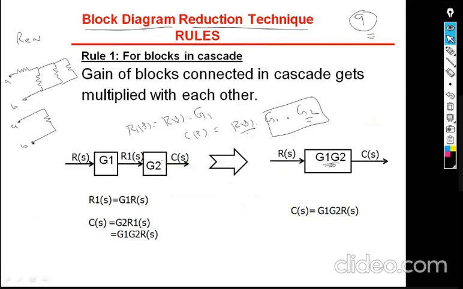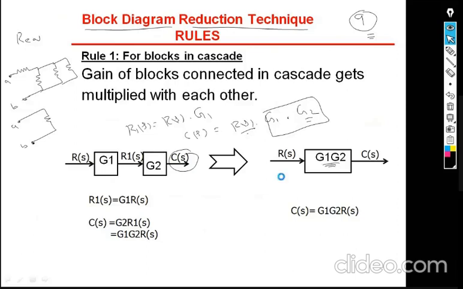So when we reduce, the mathematical value of output should not be changed. Here the output is C of S, input R1 of S into G2. What is R1 of S? R of S into G1. So if we do this, you will get C of S is equal to R of S into G1 into G2. Now for this block also it is the same. What is output C of S? C of S is equal to R of S into G1 into G2.